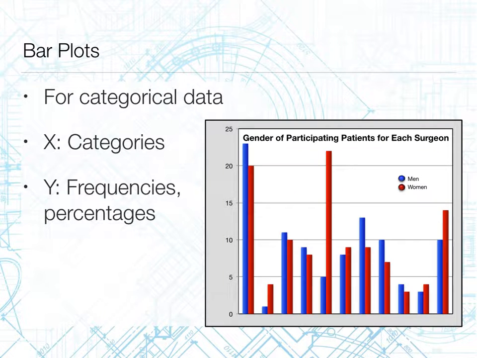If you're working with categorical data, bar plots may be a good option. In our example here, we've got individual surgeons on the x-axis with counts of men and women on the y-axis. We can make quick comparisons within and between categories.